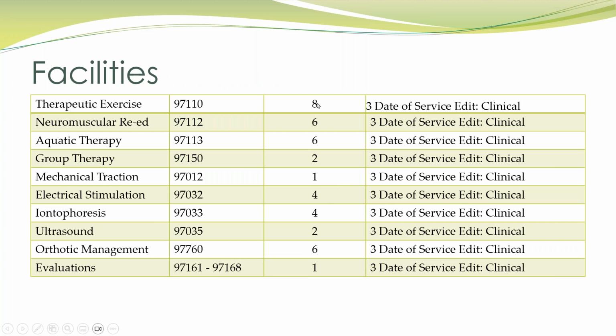Facilities, you'll see here that there's more. So in a facility, the medically unlikely edits are just higher for most of those services, but the same with mechanical contraction, same with evaluation, but now 8 units for therapeutic exercise, 6 for neuro ed. This doesn't really matter so much because even though these are hard caps, most payers will only pay maximum 4 units per day now. And with Medicare, 4 units a day is a utilization guideline, not a hard cap. But most payers have hard capped 4 units per day now.